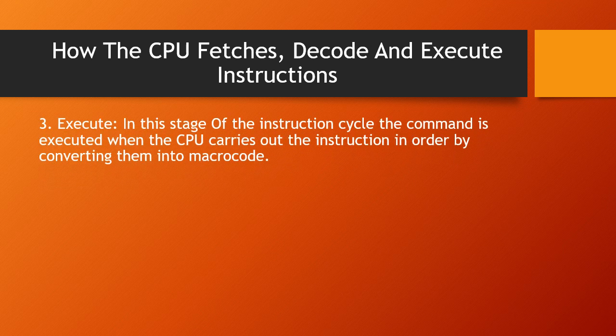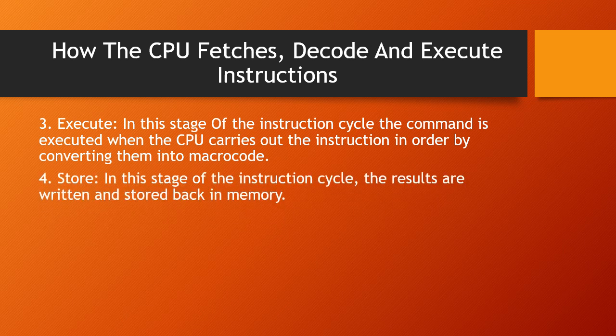Third, we have the execute instruction, where in this stage of the instruction cycle, the command is executed when the CPU carries out the instructions in order by converting them into macro codes. And finally we have the store instruction. In this stage of the instruction cycle, the results are written and stored back in memory.